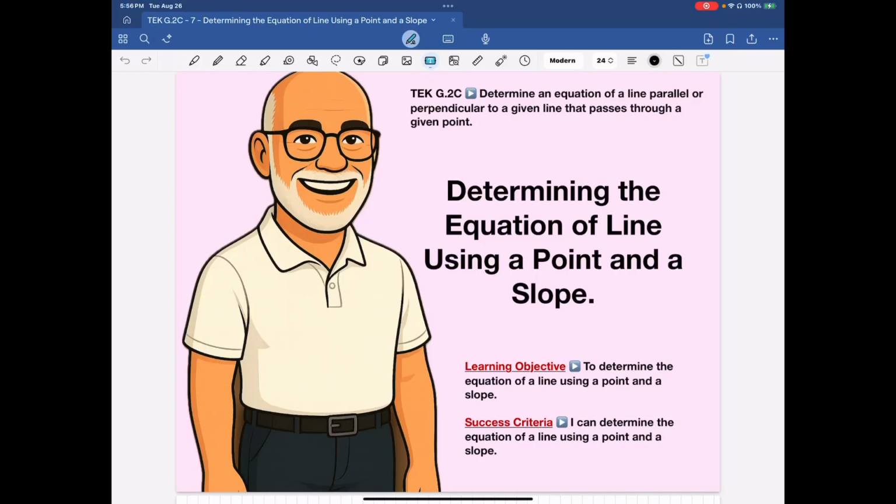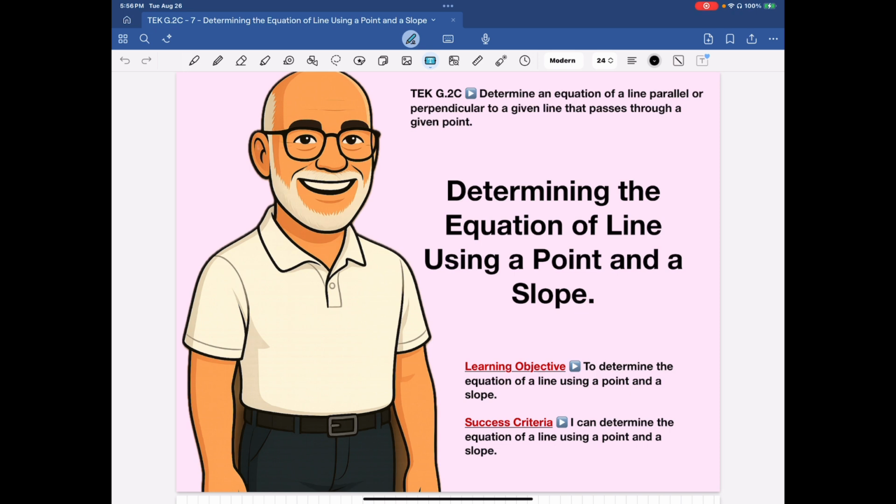Welcome back, critical thinkers. Today's TEK is G2C. Determine an equation of a line parallel or perpendicular to a given line that passes through a given point. The focus of our video today is determining the equation of a line using a point and a slope.